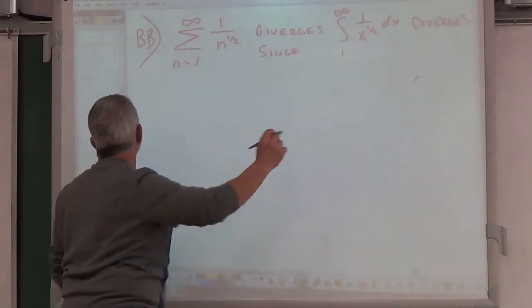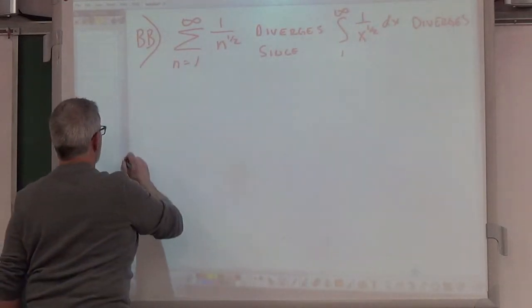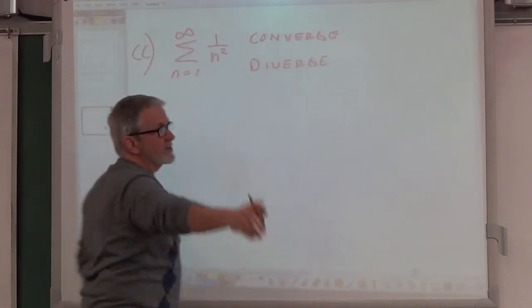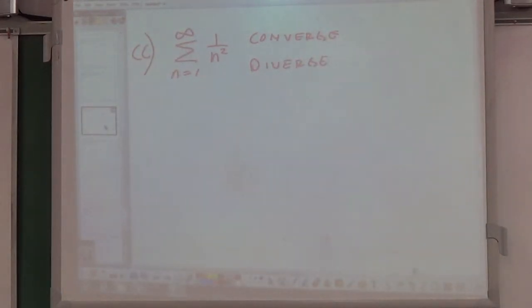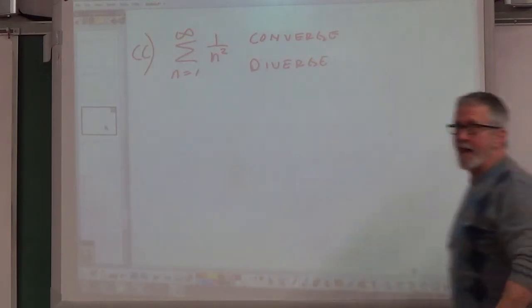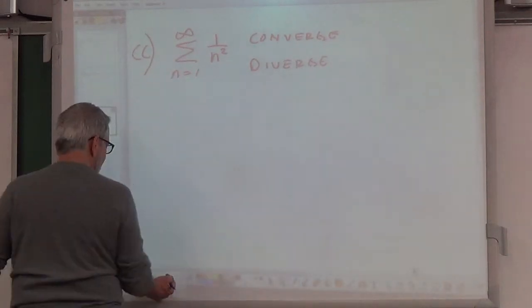Example 3, or C, if you will. We'll let the gentleman in the back row determine whether this series converges or diverges. The series from 1 to infinity of 1 over n squared. Does it converge or diverge? Young man in the back row is thinking about this. Please, hands down, no shout outs. What do you think, young man? Oh, yes, you are correct.